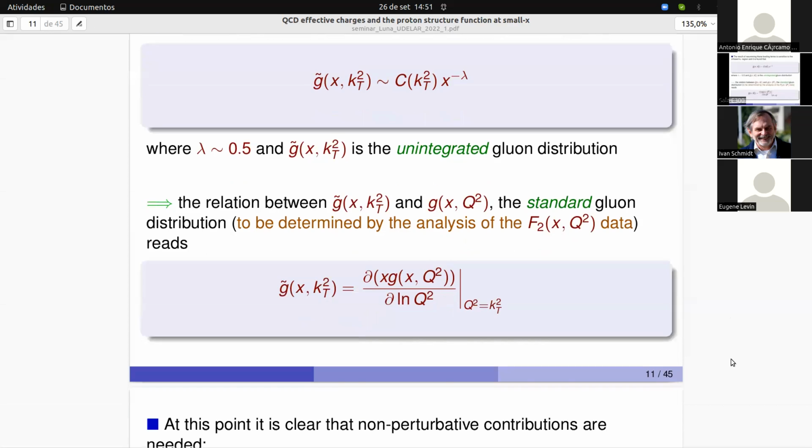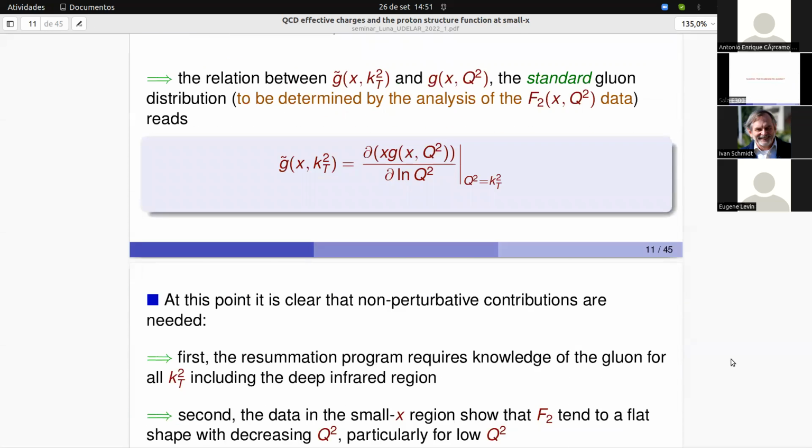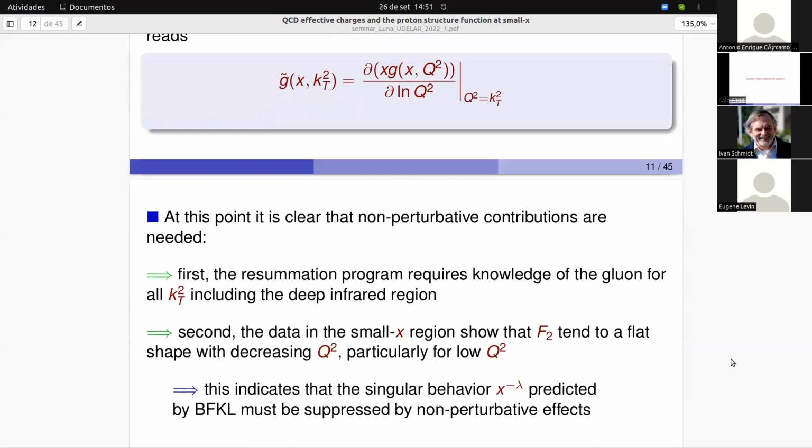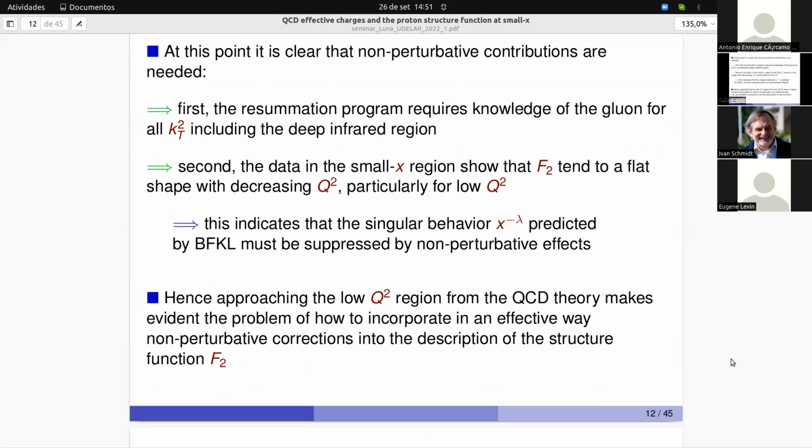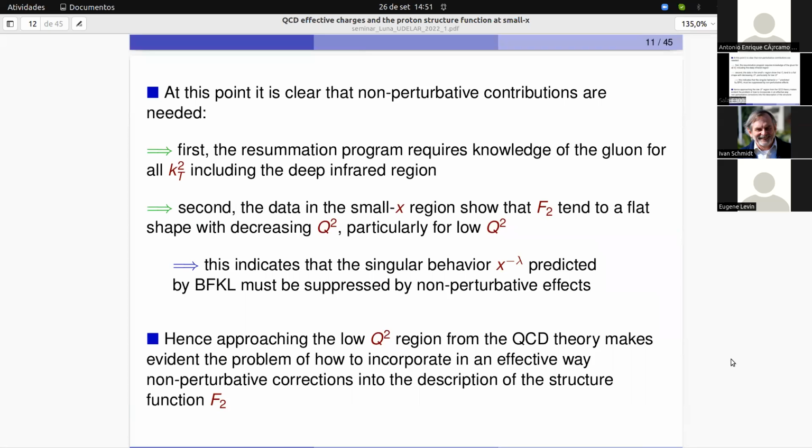Well, the point is, it is clear now that the non-perturbative contributions are very important. First, the resolution program requires knowledge of the gluon for all ranges of KT square, including the deep infrared region. Second, the data in the small x region show that F2 tends to a flat shape with decreasing Q square. So you can see this again from this data.